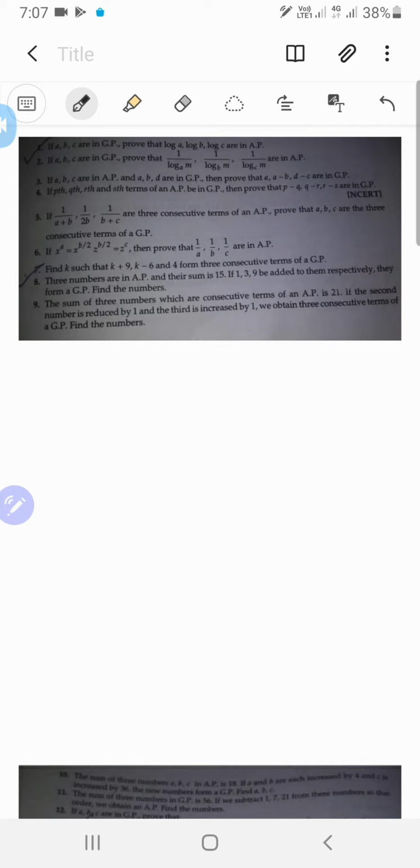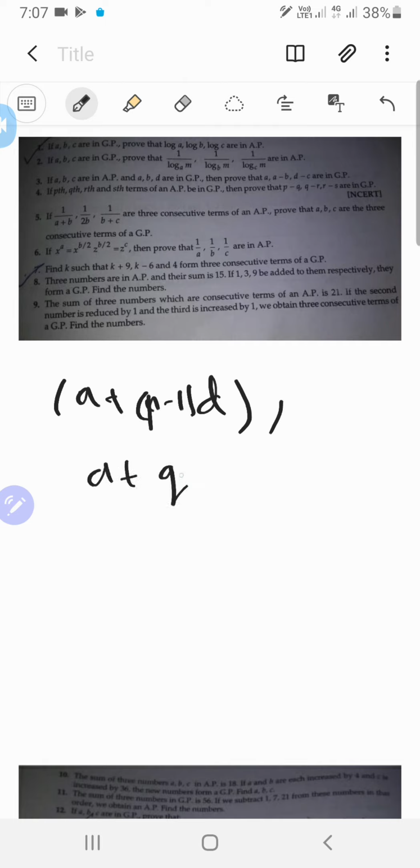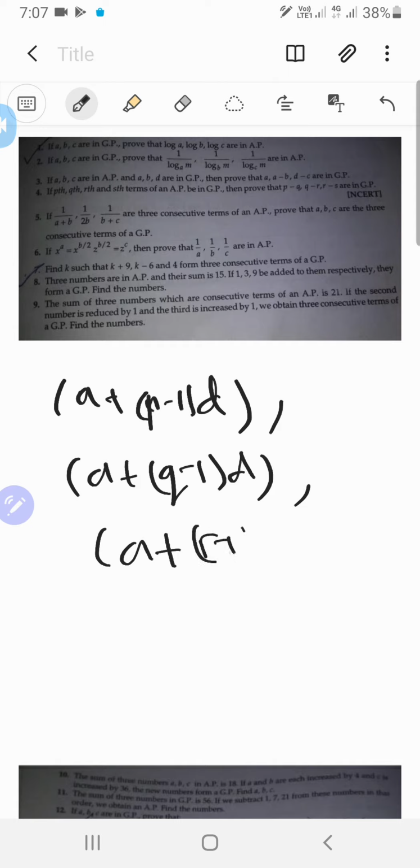Okay, let's do it. So the pth, qth, rth, and sth term of an AP is going to be a plus p minus 1 into d, where a is the first term, d is the common difference, and then a plus q minus 1 into d, and then a plus r minus 1 into d, and you also have a plus s minus 1 into d.